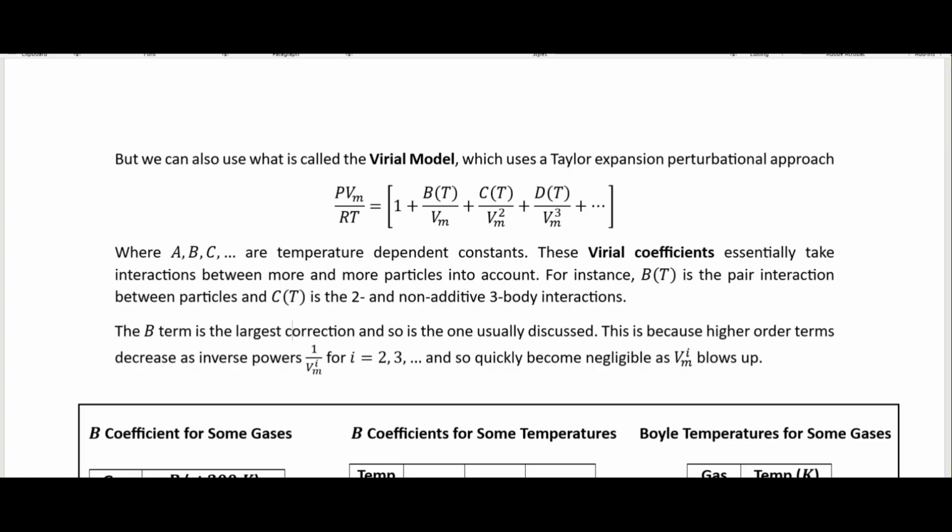So these higher order terms just start taking in more and more of these interactions into account. The B term is the largest correction, and so is the one usually discussed. We'll see here in a minute that only using the B term will not give you the exact right answer, but it gives you something quite close. This is because the higher order terms decrease as inverse powers of this volume, and so it quickly becomes negligible for the much higher order terms, since we are doing this volume to some power depending on what term it is.